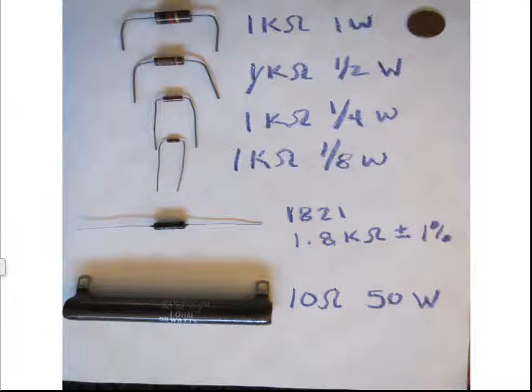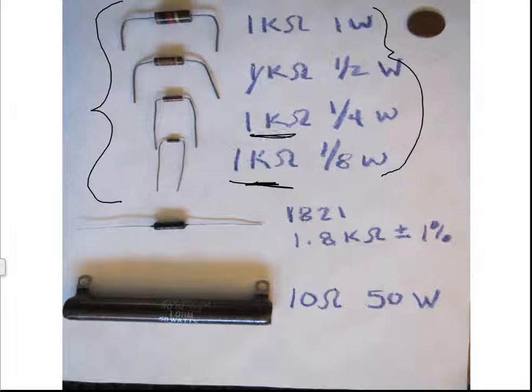So, in this case, here we have 4 resistors, all the same value. They happen to be carbon comp resistors or carbon composition resistors, and they are all the same resistance rating. 1,000 ohms or 1 kilo ohm. But you see, each one of them has got a different power rating. The small one here, he's an 1/8 watt resistor. The next one up is a quarter watt, then a 1/2 watt, then a resistor at 1 full watt.